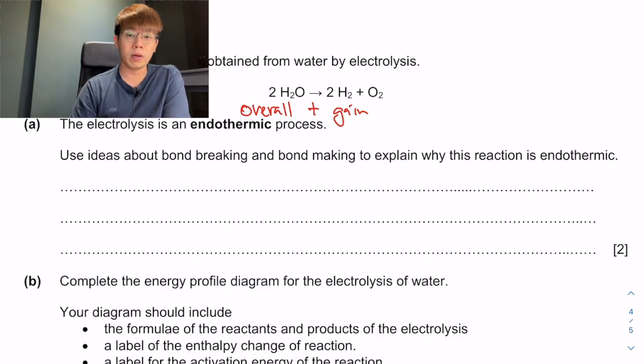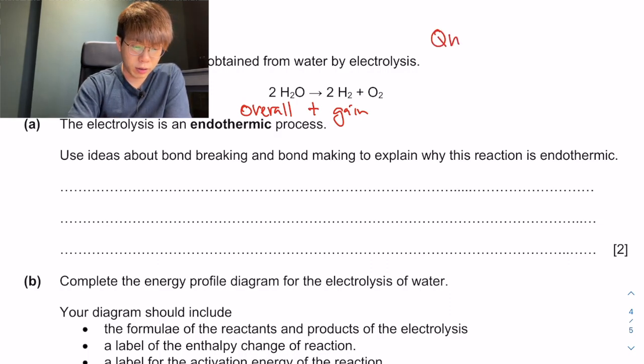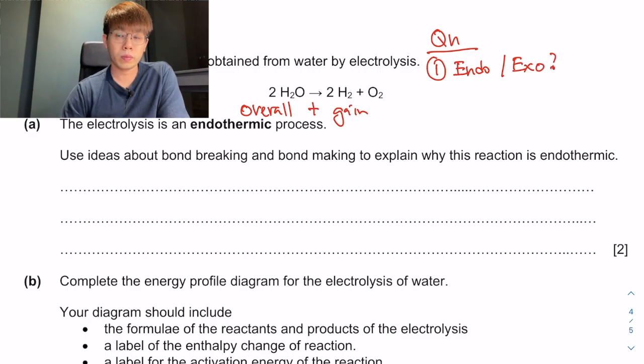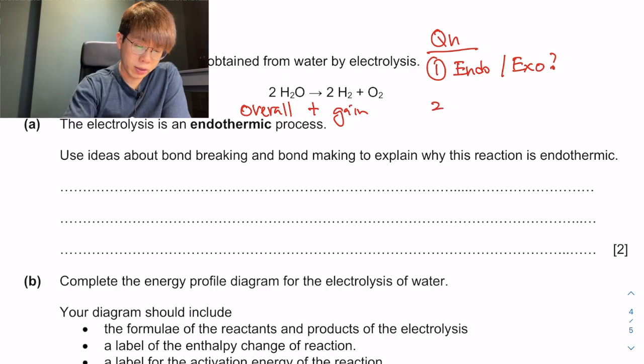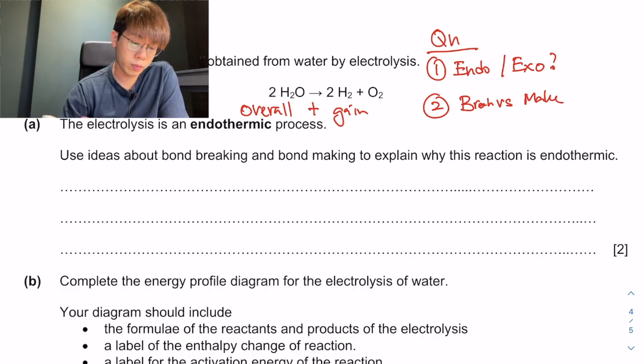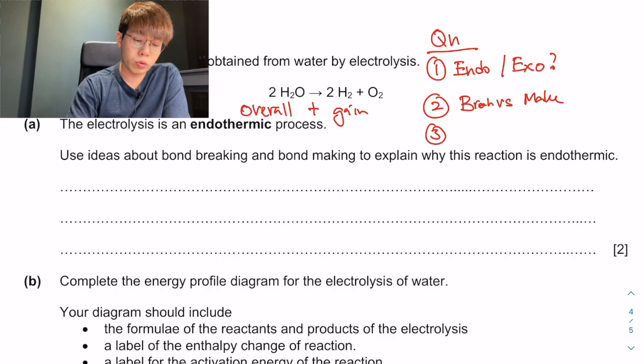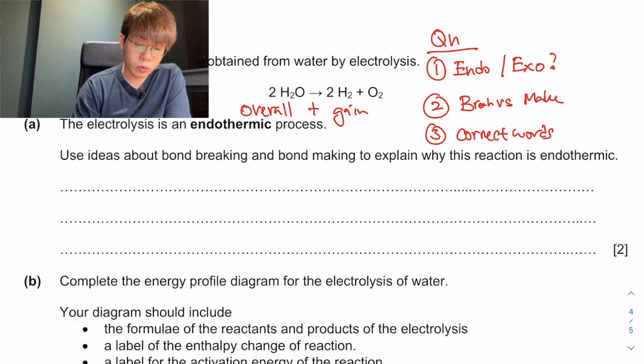So the first question to ask yourself is: is it endo or is it exo? Then the second question we need to ask ourselves is: bond breaking versus making, which one uses more energy? And then the third question is to use the correct words. And I'll show you what the correct words to use are.